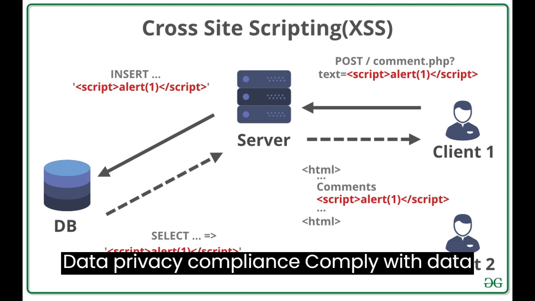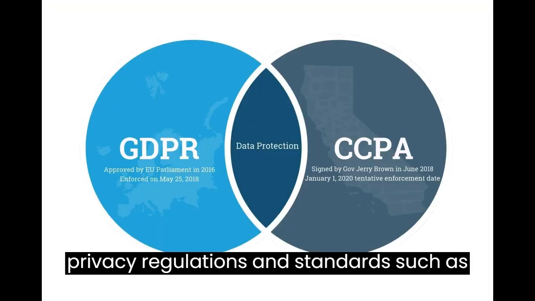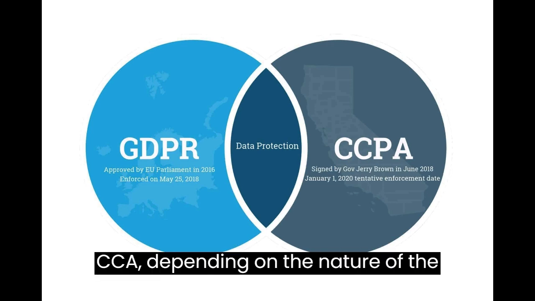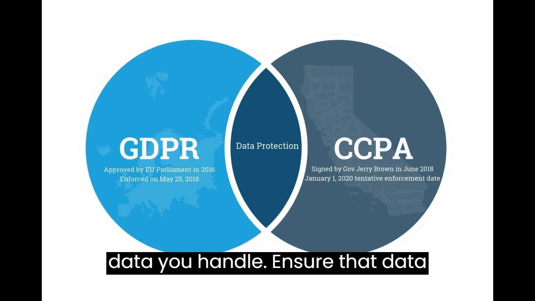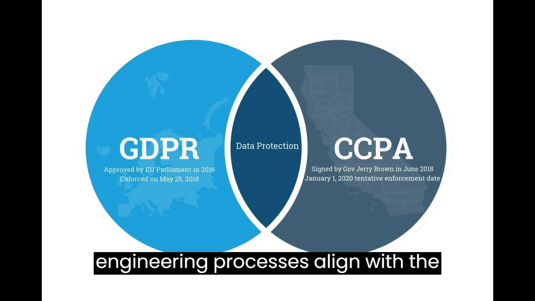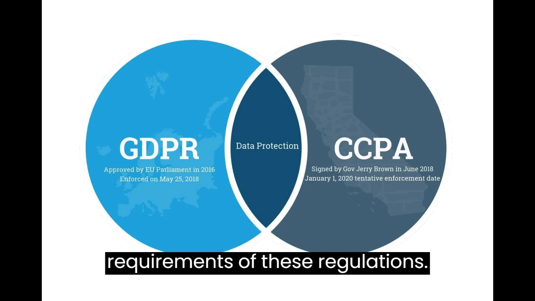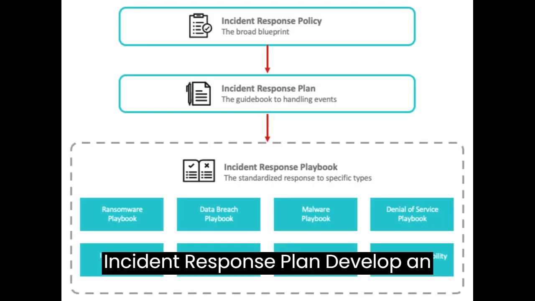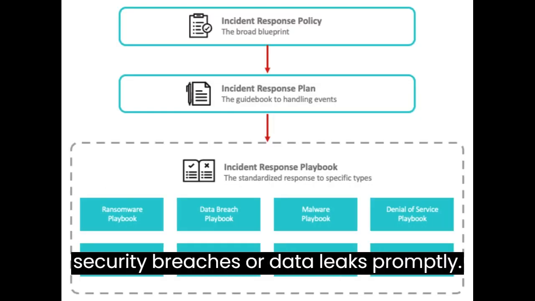Data privacy compliance. Comply with data privacy regulations and standards such as GDPR, HIPAA, or CCPA, depending on the nature of the data you handle. Ensure that data engineering processes align with the requirements of these regulations. Incident response plan. Develop an incident response plan to address security breaches or data leaks promptly.